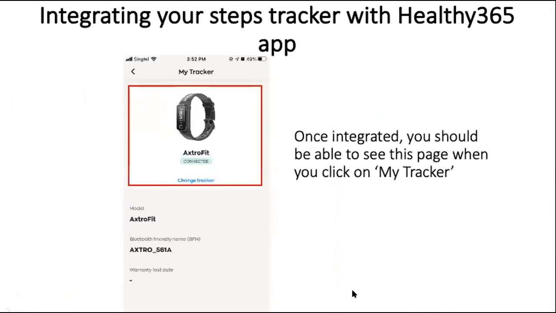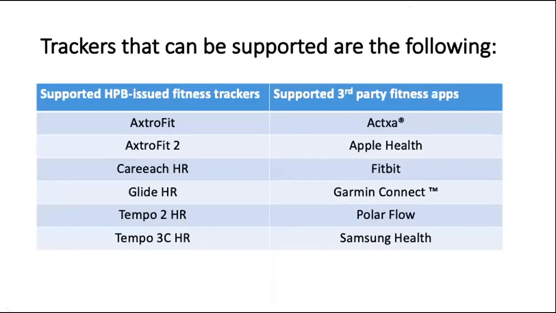Over here, if you go to My Tracker, you will see whether your own tracker is connected to the app or not. Just to share, these are the trackers that can be supported using the 365 app. I think XtroFit was the one that was given out, that they started in 2019 to give out the fitness trackers. There are also third-party fitness trackers or apps that are available, like Apple Health, your Fitbit or your Garmin Connect.